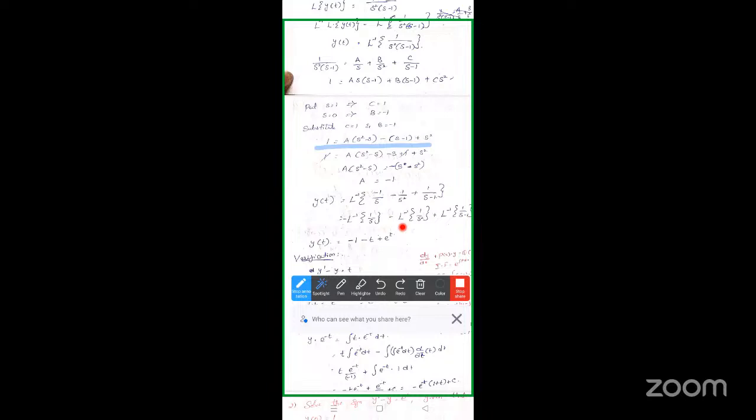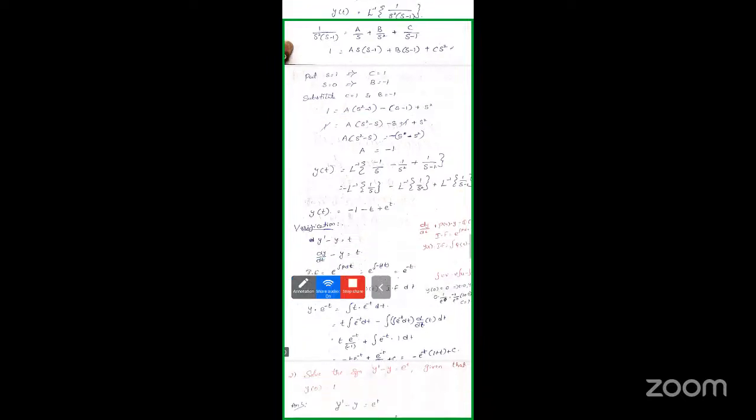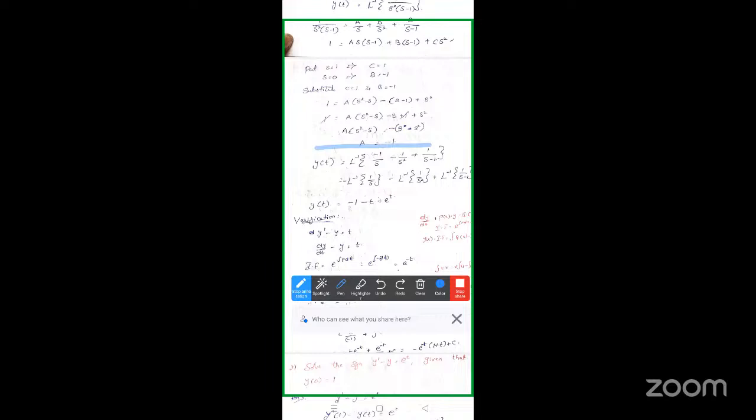So that is minus t plus. By using the first shifting theorem, e power t into L inverse of 1 by s, which is always 1. Or there is a direct formula: e power at is equal to L inverse of 1 by s minus a. So this is the solution for the given differential equation.